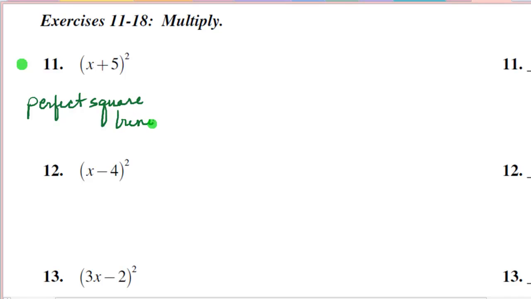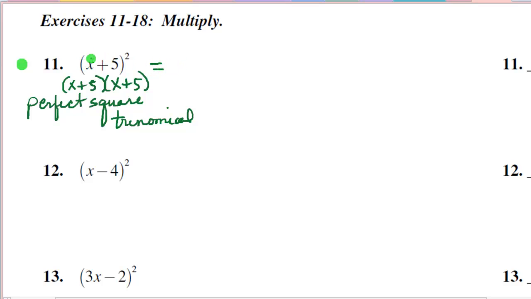Okay, and so if you recall, you could always FOIL these out. You could write two of these next to each other and FOIL them out. Like if you're in a test or an assignment and you can't remember the pattern, you can FOIL. But if you remember the pattern, it goes like this.